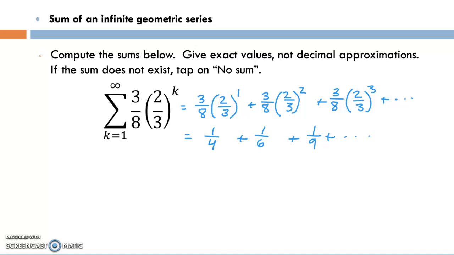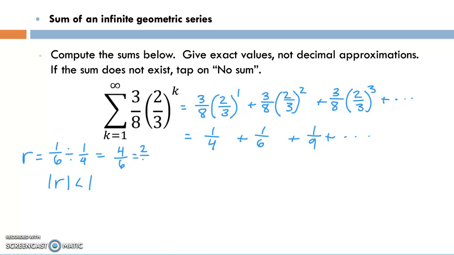Alright, but what is r? In order to know if an infinite sum exists, we need to know r. R is going to equal my second term, which is 1/6, divided by my first term, which is 1/4, which after doing the reciprocal and multiplying, I will get 4/6. So that means that the absolute value of r is less than 1. So there is going to be an infinite sum.